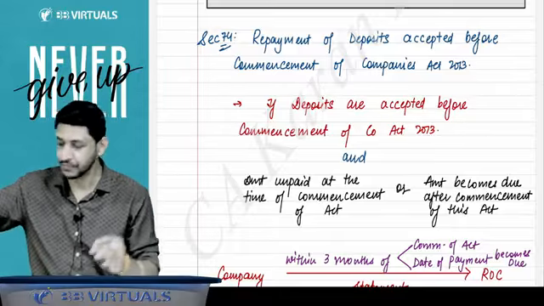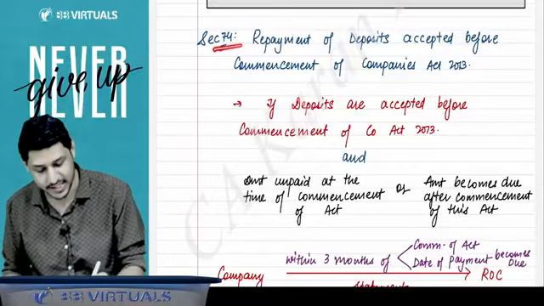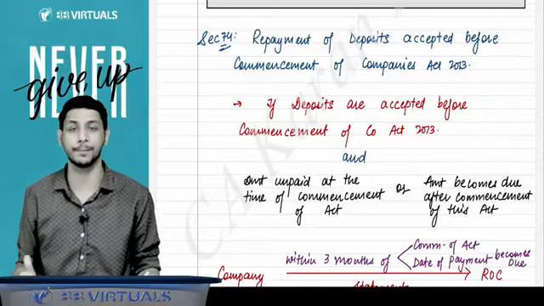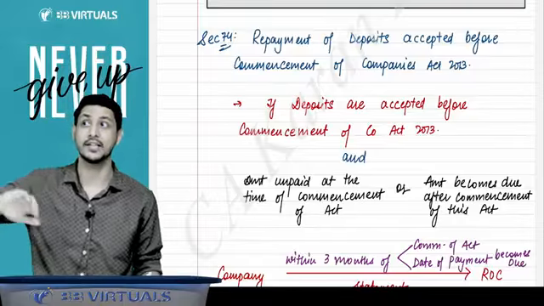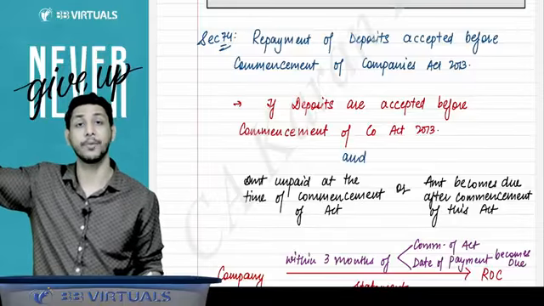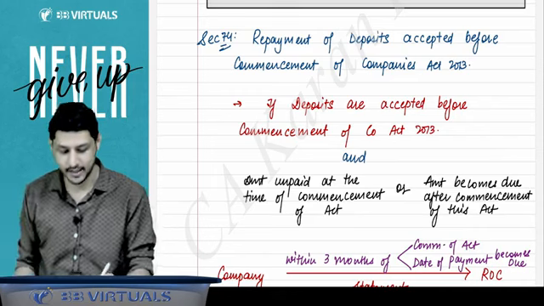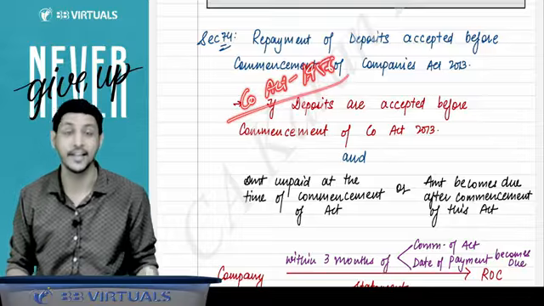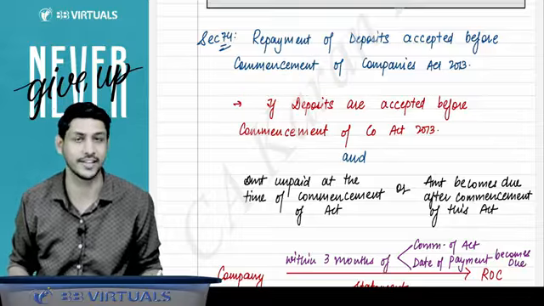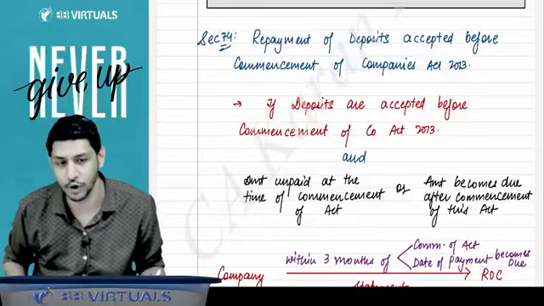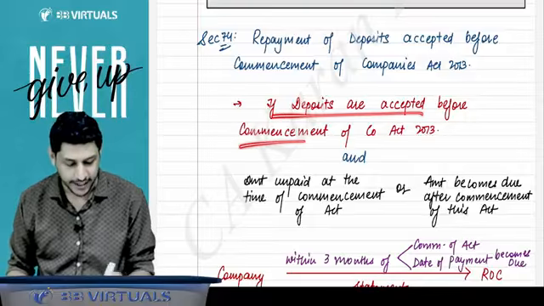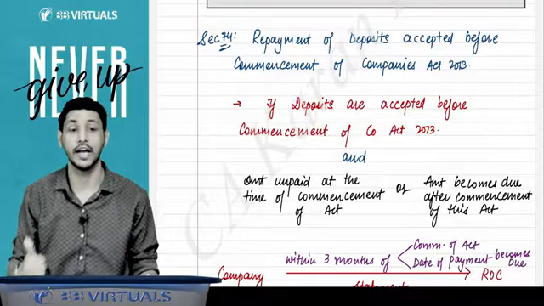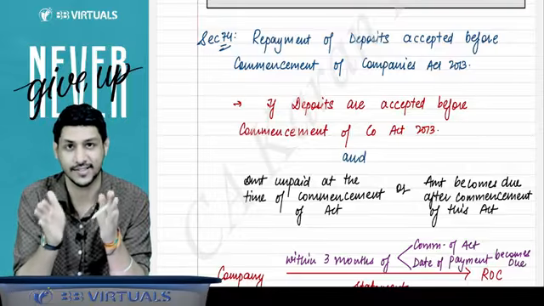So if I talk about section 74, it says that if deposits are accepted before the commencement of the Companies Act 2013, that means the companies have accepted the deposits as per the earlier Act, that is the Companies Act 1956. Got it? Got it, sir. But the deposits were accepted before 2013 and now the 2013 Act came into force. Now what will happen? Now there can be 2 cases.